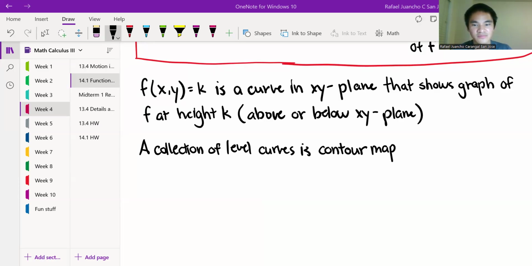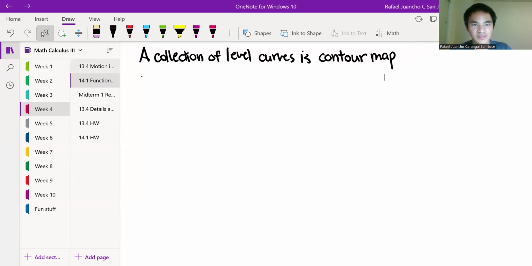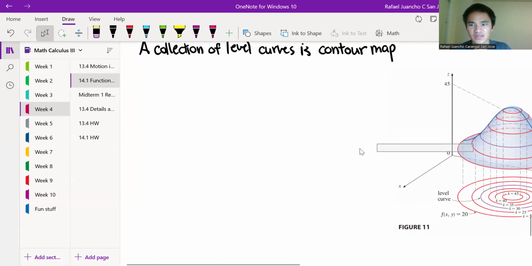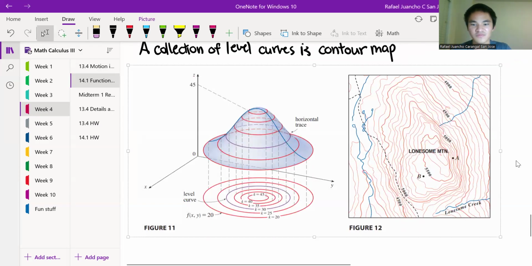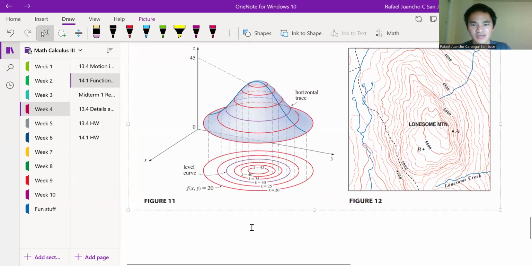It's not really like computational math. It's more or less visualizing. It's more in the visuals. Okay, so here we have some figures. We'll call them 11 and 12 in this case.